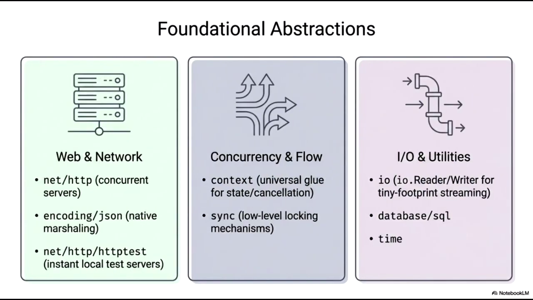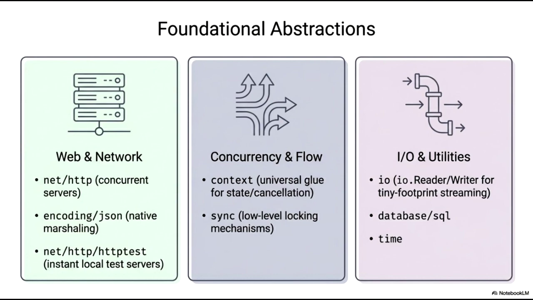Foundational abstractions represent the core pillars of the Go standard library, providing the essential building blocks for robust application development. Beginning with web and network, the net/http package enables the creation of highly concurrent servers with minimal boilerplate. This is complemented by encoding/json for native data marshalling and net/http/httptest, which facilitates the rapid deployment of local servers for isolated testing.